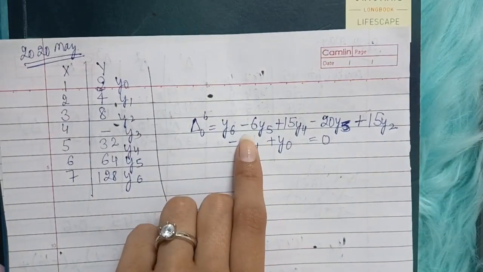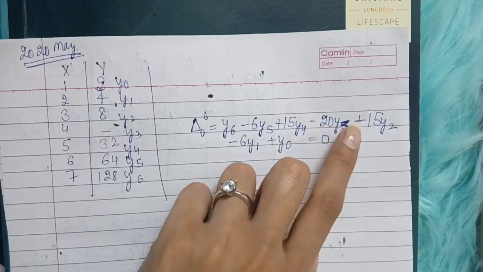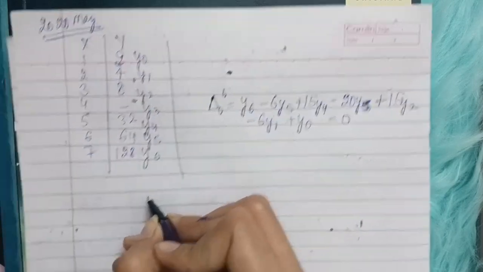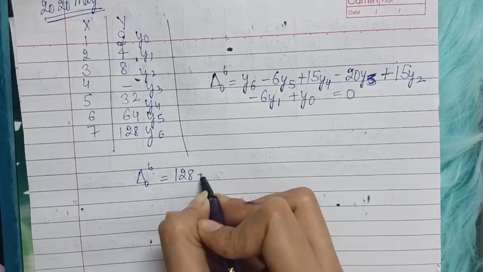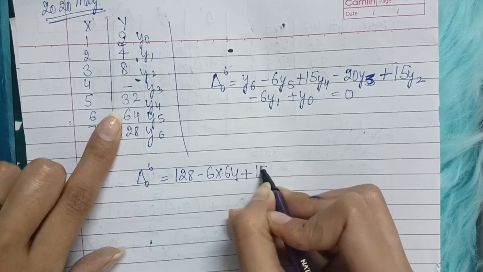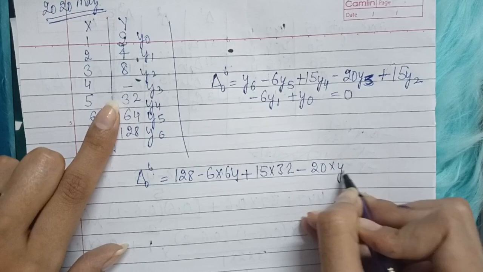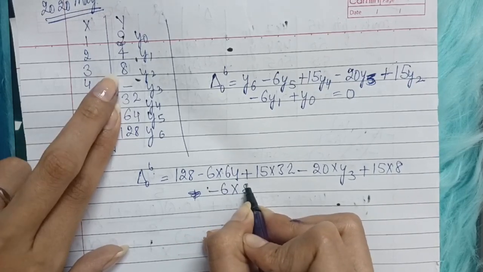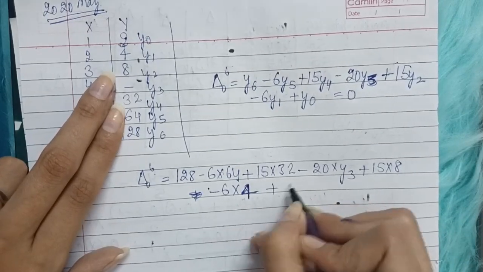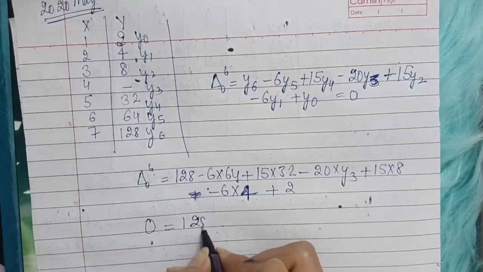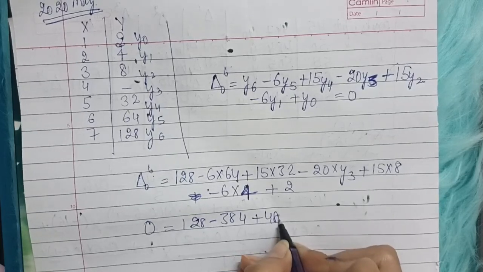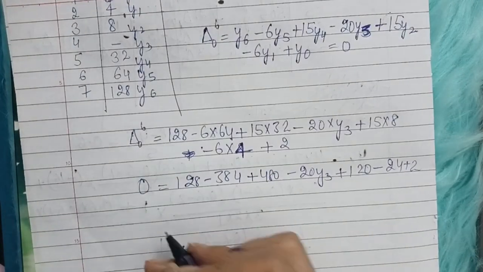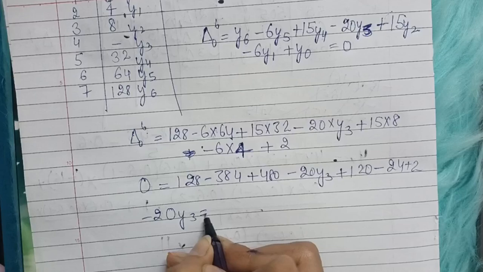Please check out the formula once. y6 minus 6 y5 plus 15 y4 minus 20 y3 plus 15 y2 minus 6 y1 plus y0 equals to 0. So now we just have to put the values here. So I'm writing it here, delta 0 to 6, I'm putting the values. 128 minus 6 into 64, right? Plus 15 into y4 is 32, minus 20 into y3, plus 15 into 8, minus 6 into 4, that is your y1, and plus 2. So this is my exact value. So how we will solve? 0 equals to 128 minus 384, plus 480 minus 20 y3 plus 120 minus 24 plus 2. So now my calculation would be minus 20 y3 equals to minus 332.